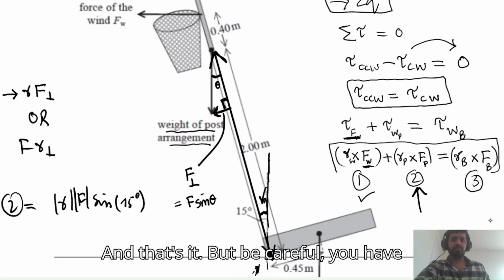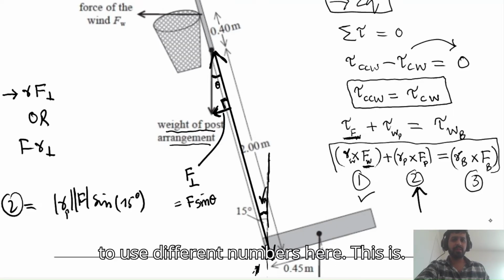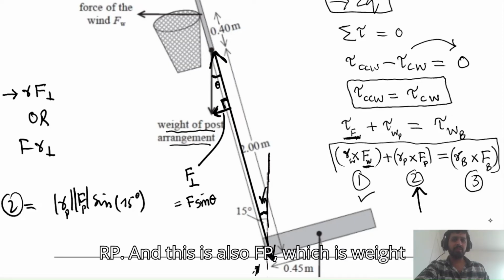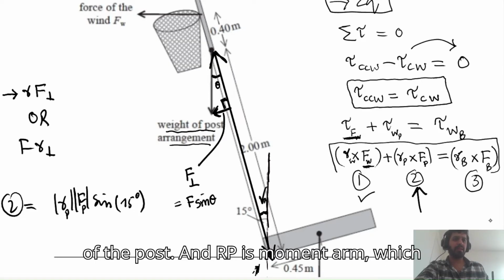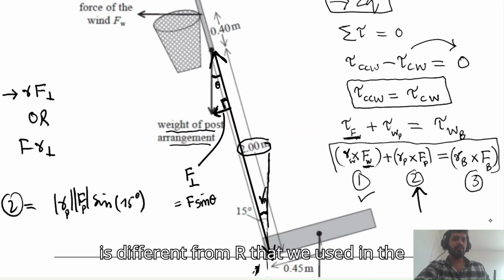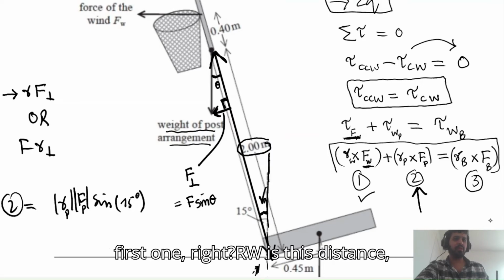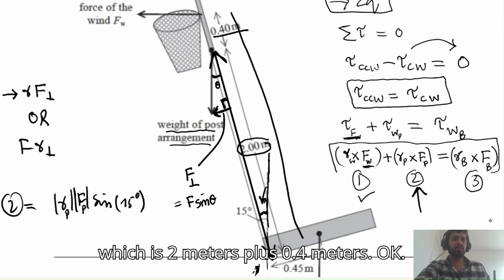And that's it. But be careful, you have to use different numbers here. This is rp and this is also fp, which is the weight of the post, and rp is the moment arm, which is different from the r that we used in the first one, right? Rw is this distance, which is 2 meters plus 0.4 meters.